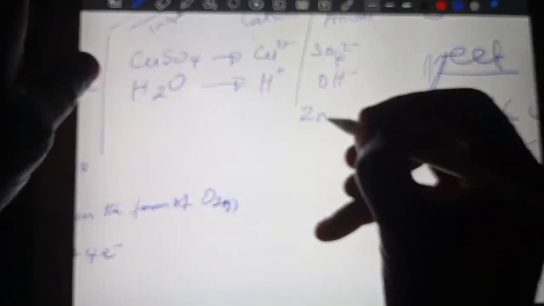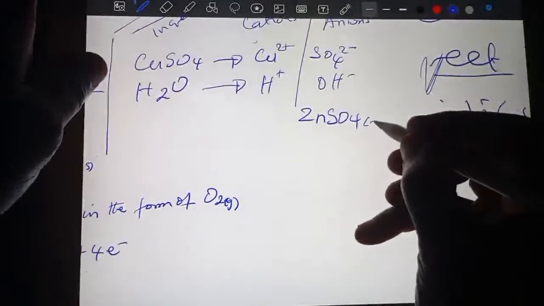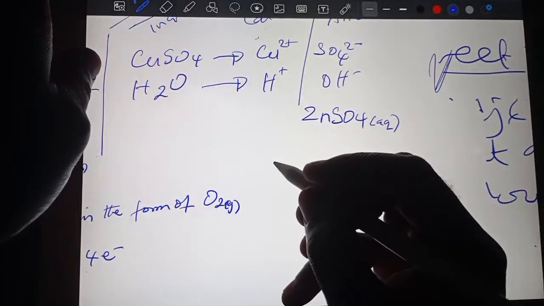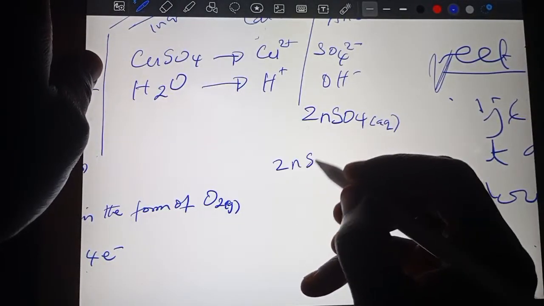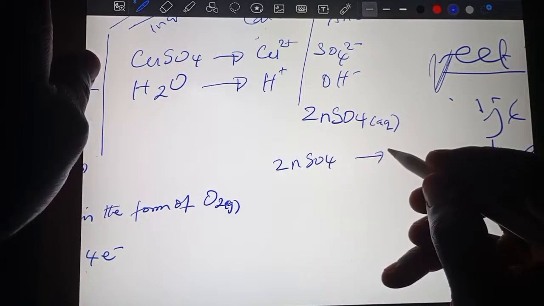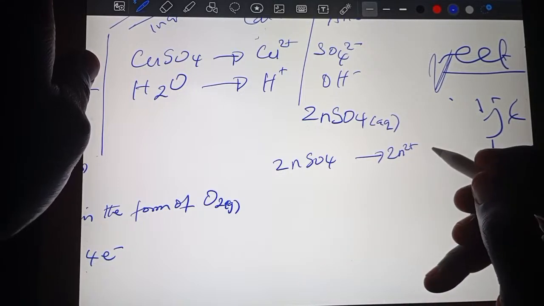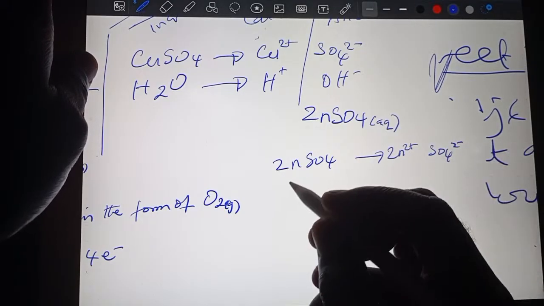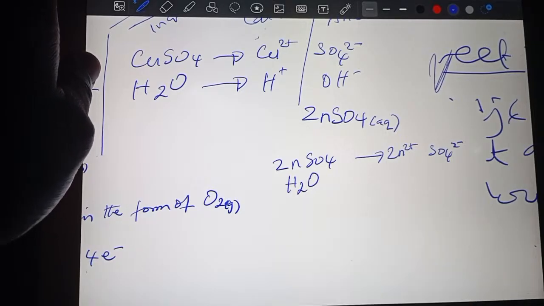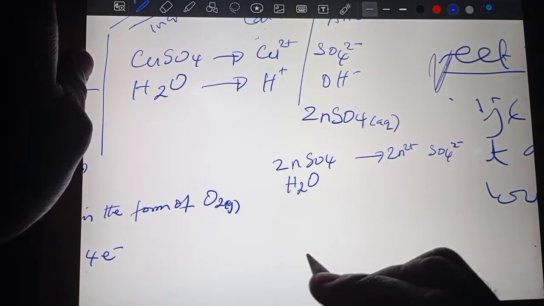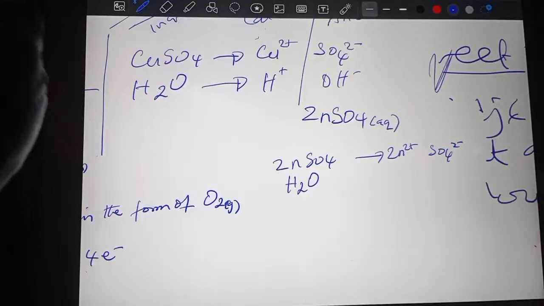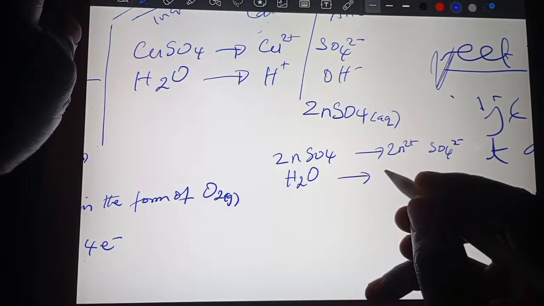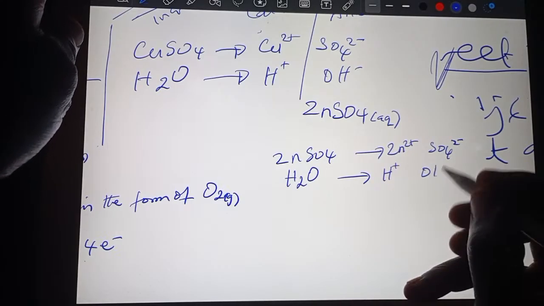Another scenario is, let me repeat the same using zinc sulfate this time around and no more copper sulfate. Let's assume we have zinc tetraoxosulfate 6 aqueous. From what I told you, immediately you see aqueous, there are two what? Compounds. Zinc sulfate will dissociate to give zinc 2 ion and tetraoxosulfate 6 ion. Then another one is water, because aqueous solutions are solutions in which water is the solvent. So H2O will now dissociate to give H plus and OH minus.